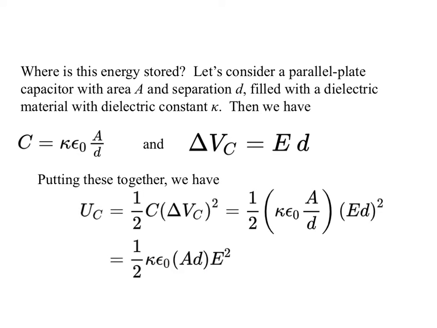Let's consider a parallel plate capacitor with area A and separation D. So we have a plate, and it's near another plate, and they have some separation between them, which is D, and some area A. You might remember that we have a capacitance, which is epsilon naught times A over D. And if there's a dielectric in it, then we multiply that capacitance by kappa, because that's the definition of a dielectric constant. So if you don't remember this, you should probably look back a few slides and see it.